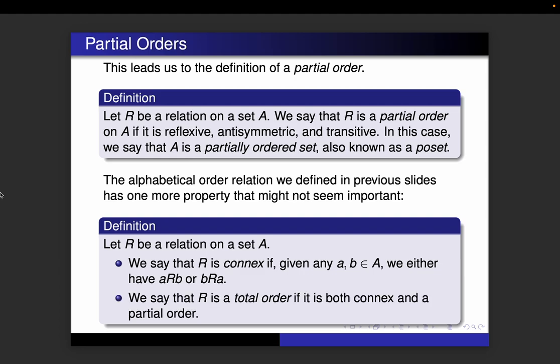We say that R is a total order if it is both connex and a partial order, and you might get from that part of the definition that it is possible to have a partial order but not to have it be completely connex. And we'll give an example in a little bit.